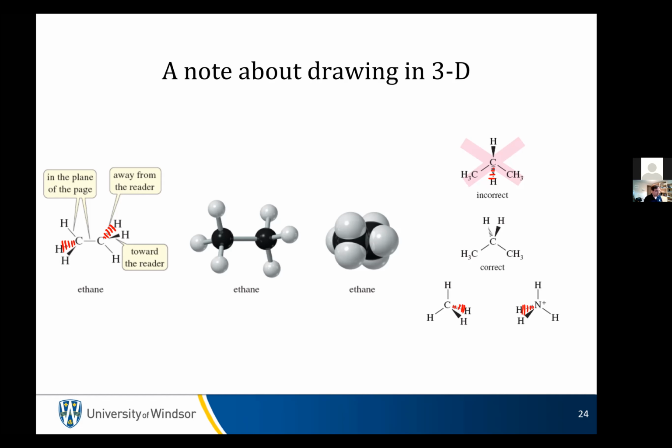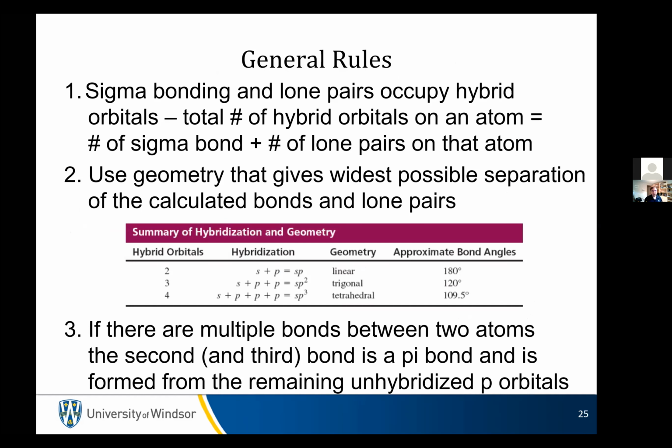What we're doing here, though, is we're drawing in 3D, and I'm indicating shape and directionality at this point. So here's just a little summary on this stuff. Sigma bonds and lone pairs.